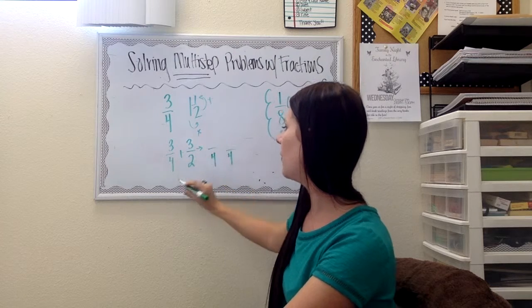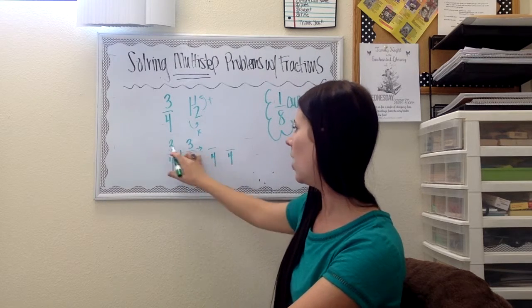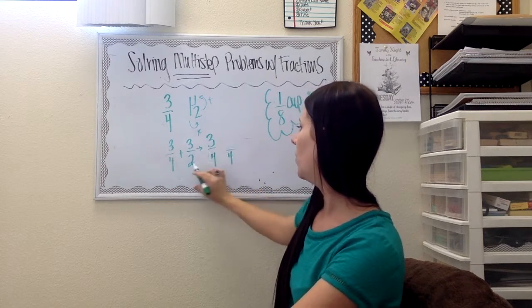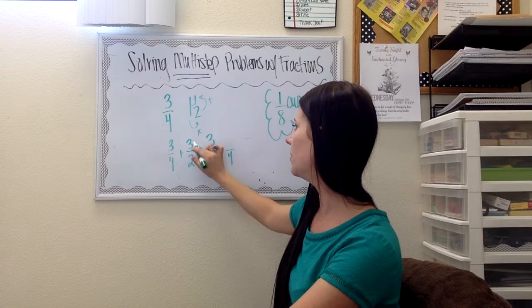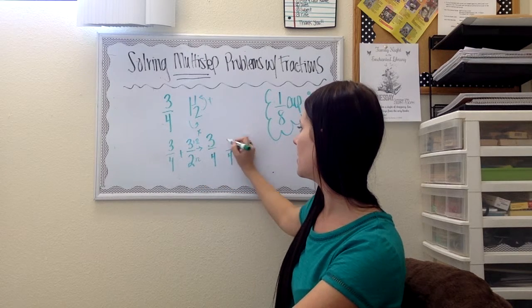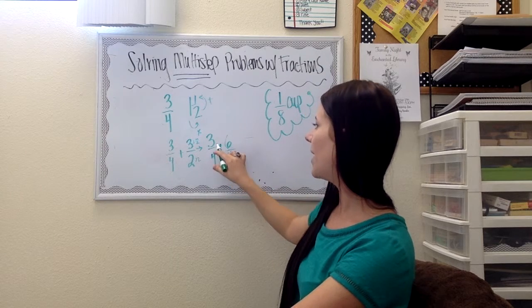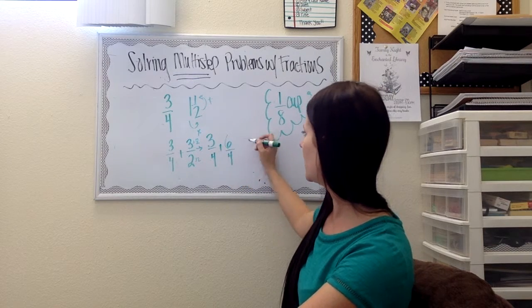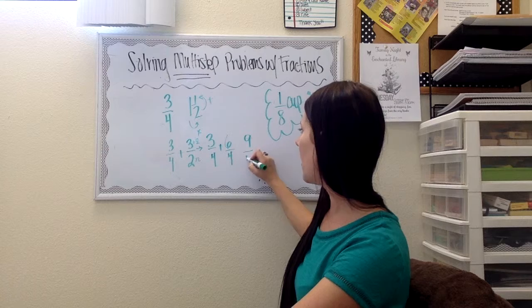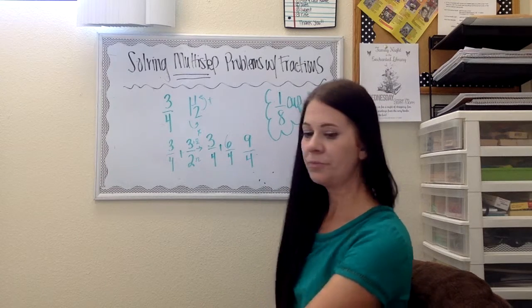And then I ask myself, what did I multiply 4 by? Just a 1, so I can keep the 3. What did I multiply 2 by? A 2. So I make this a 6. Now I can add the top number, 6 plus 3 is 9, and keep the bottom number, 9 over 4.